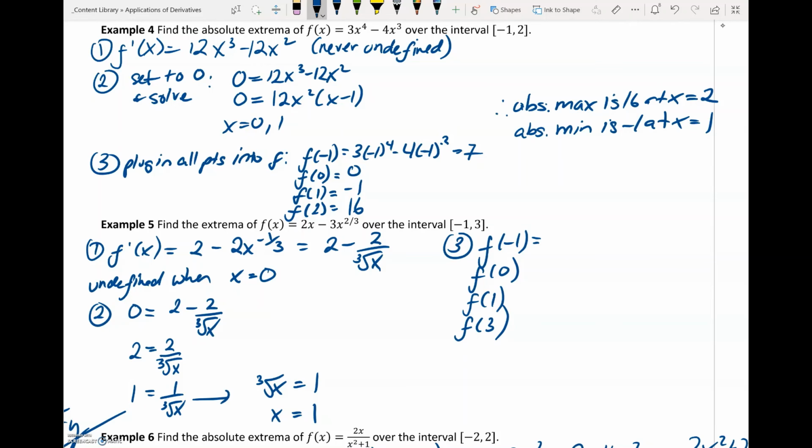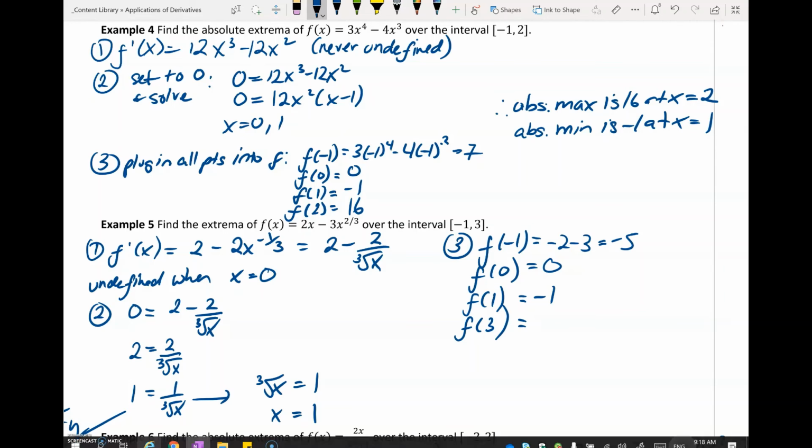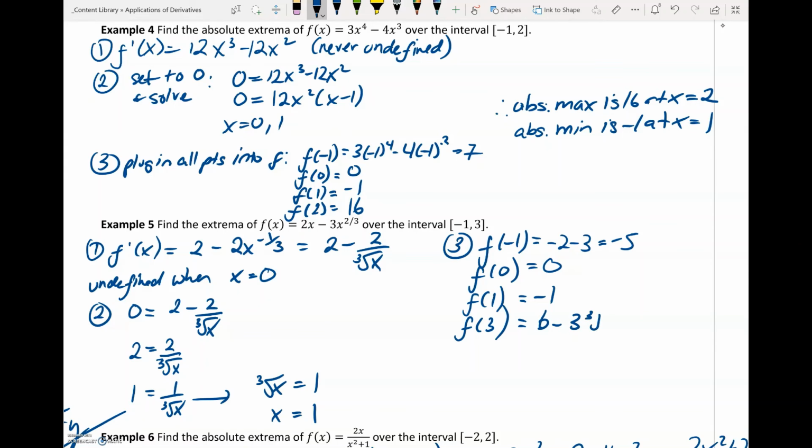f of -1. So that's -2 minus 3, which is -5. 0 minus 0 for f of 0. 2 minus 3, which is -1. And then if we plugged in 3 into f, we're going to get 6 minus 3 times the cube root of 9, which is about -2.41.